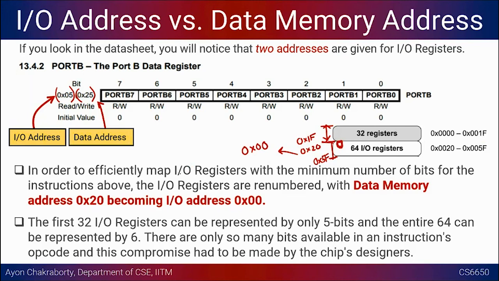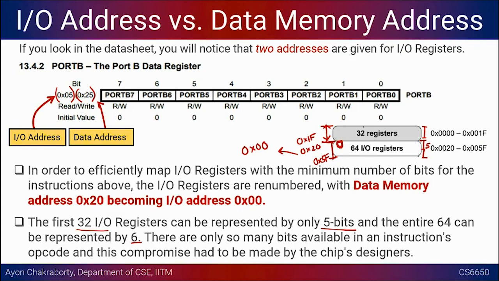So why is this done? Because we are using the first 32 IO registers. This is being represented by only 5 bits, right? And the entire 64 can be represented by 6 bits. See, if we are using their data space memory addresses, it will go beyond 6 bits, right? So the first 32 here is actually 5 bits. Again, if we start from here, the first 32 will be represented by 5 bits, and if we go beyond 32 here, at least we can do it using 6 bits, right?